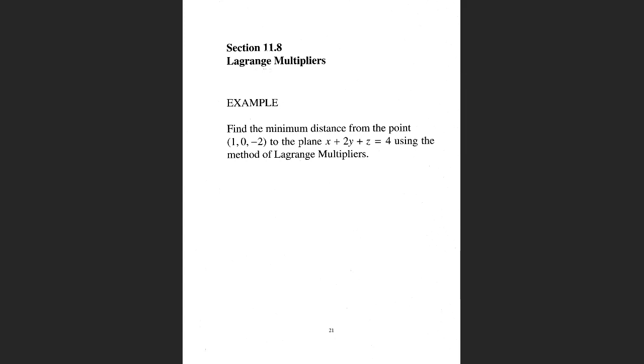Okay, all right. Let's see what's going on here with this problem. We want to find the minimum distance from the point (1, 0, -2) to a plane using the method of Lagrange multipliers. Okay, may I move forward with the solution? All right, very good. I always like to make sure I'm pacing myself.